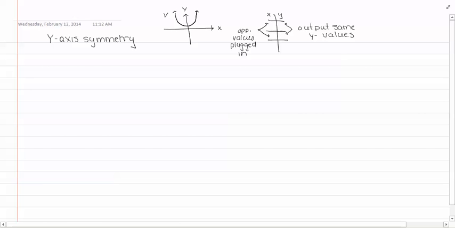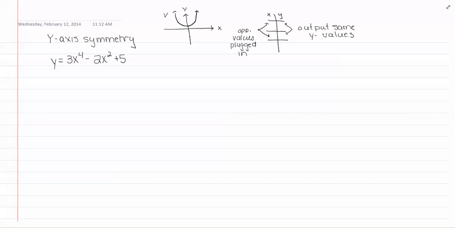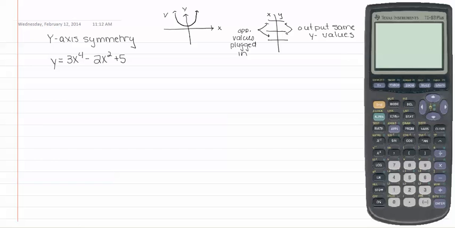So in other words, if I have a function like this, y equals 3x to the fourth minus 2x squared plus 5, I could graph this and take a look at the picture of it. Let me see if I can pull this up. Alright, so it's the first equation. And when I see the picture, it does look like it's got the y-axis symmetry.